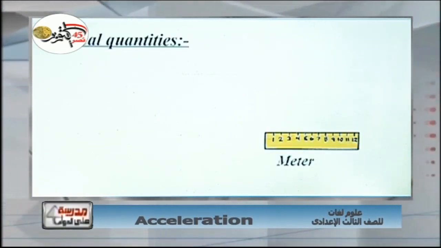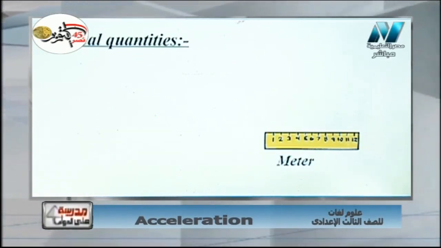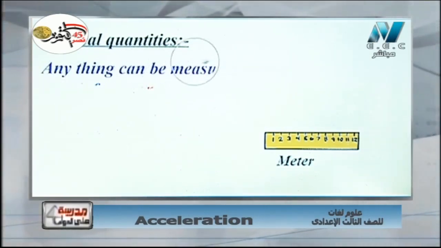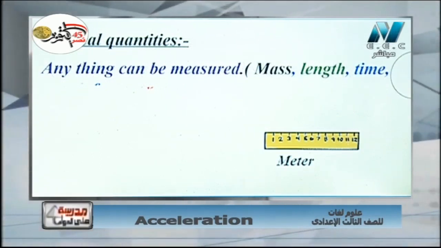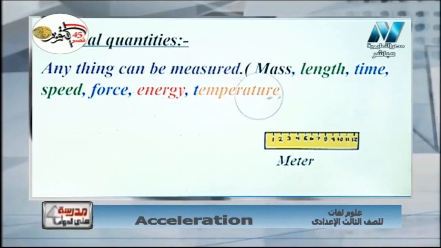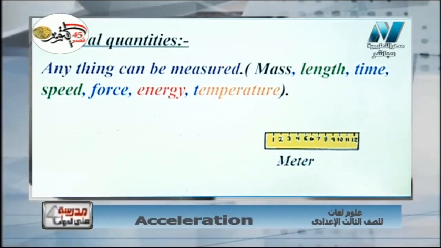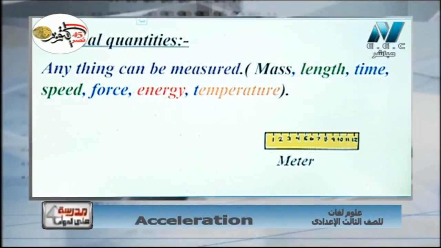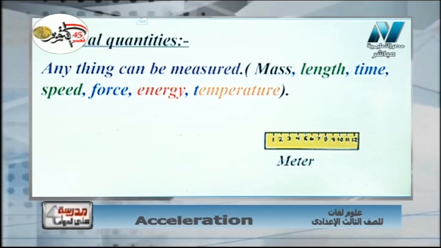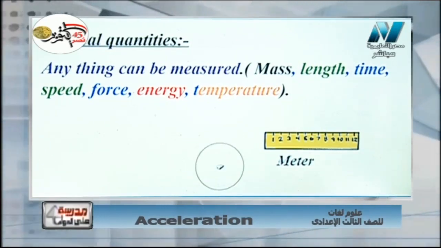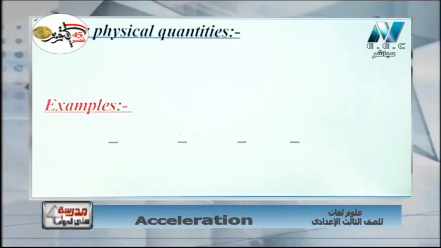We should remember we have to identify physical quantities. What are physical quantities? Anything that can be measured: mass, length, time, speed, force, energy, temperature, and so on. Anything I can measure, such as mass, temperature, energy, is called a physical quantity.